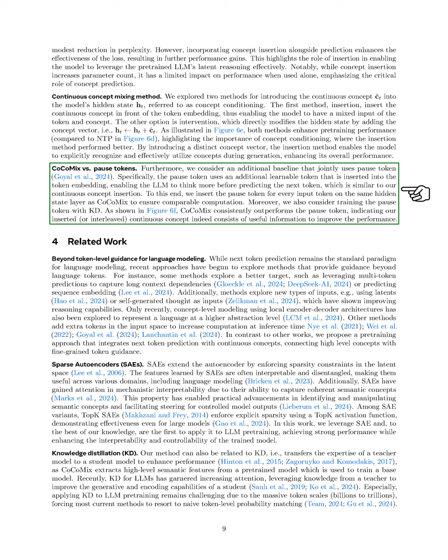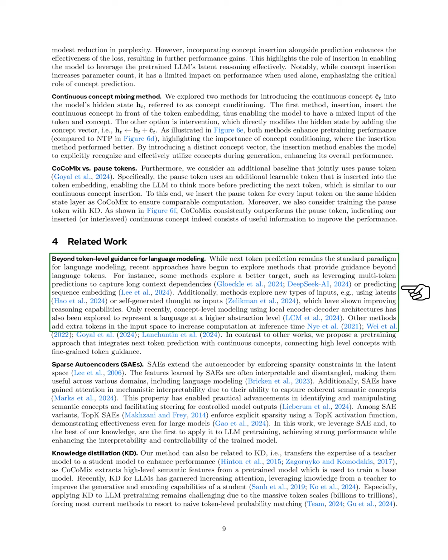Section: Related Work. In this section, we discuss related work that goes beyond traditional token-level guidance in language modeling. While predicting the next token is the usual approach, recent methods have started to explore guidance that extends beyond just language tokens. For example, some techniques focus on better targets, like using multiple token predictions to understand long context dependencies or predicting sequence embeddings. Others introduce new input types, such as latent variables or self-generated thoughts, which have improved reasoning abilities.